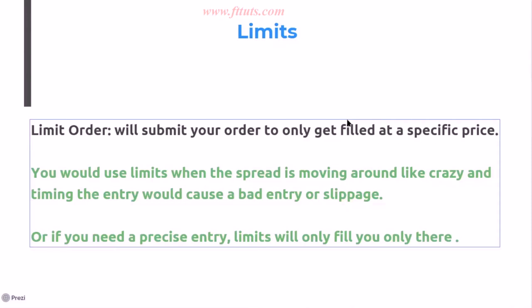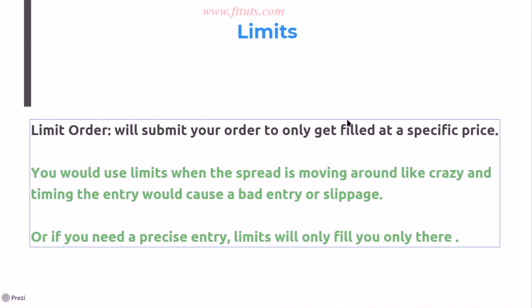Next thing we're going to go over are different order types, and this is actually very important when we're getting into trades because it's dependent on liquidity in certain instances. There are different ways to get into cryptocurrencies when you're taking trades. The first way is a limit order, and limit orders will submit your order to only get filled at one specific price.